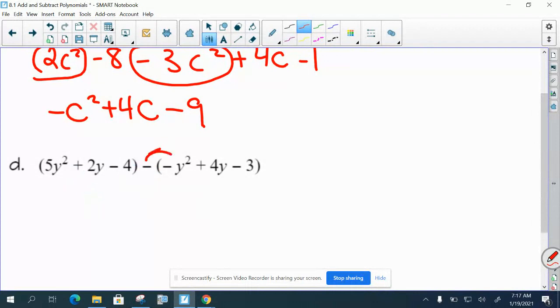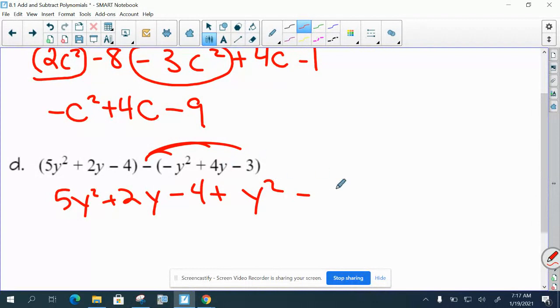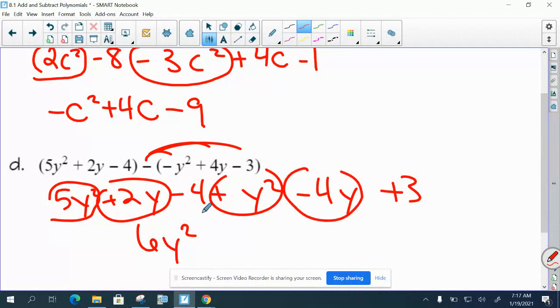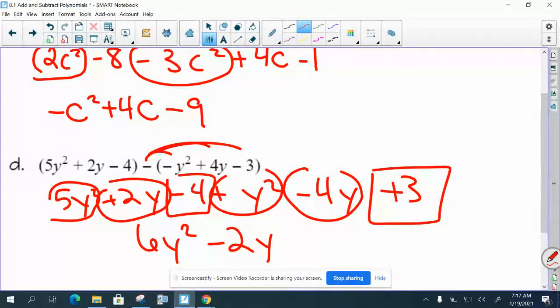So go ahead and distribute the negative sign. So 5y squared plus 2y minus 4 plus y squared, and flip the signs, minus 4y plus 3. The y squareds combine to be 6y squared. The 2y's combine, 2y minus 4y is negative 2y, and then negative 4 plus 3 is minus 1.